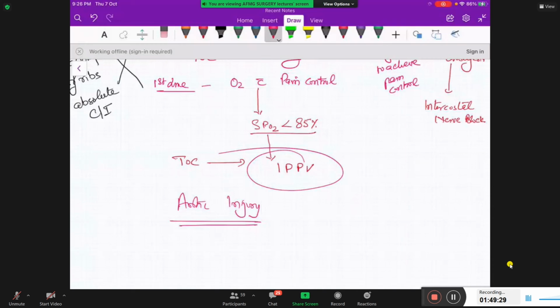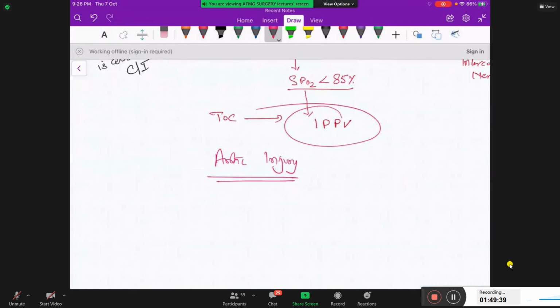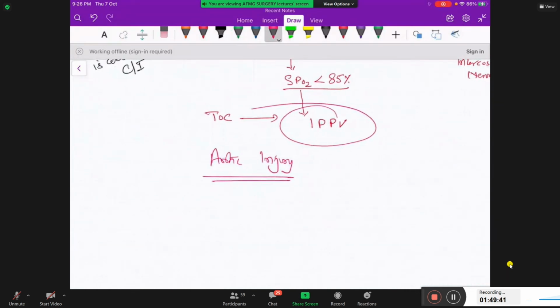The patient can maintain his oxygen saturation, and the patient will be out of this IPPV. Okay? Pneumatic splinting.